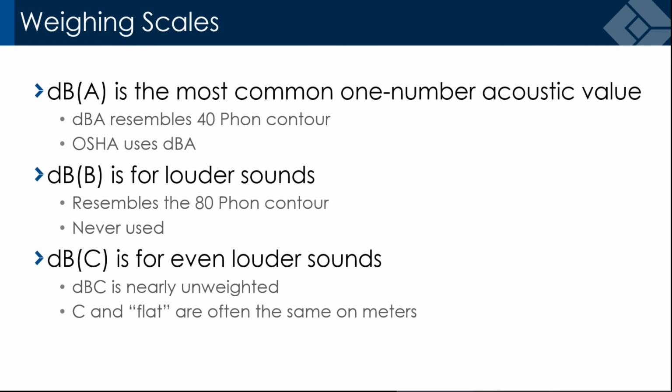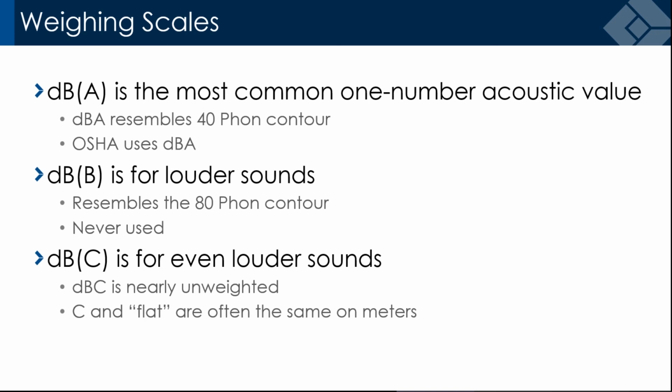Okay, so our weighting scales. dBA is by far the most common one number value. It resembles the 40 fon curve from a couple slides ago. OSHA uses dBA. I have no idea why they use dBA, because it was designed for low noise levels and OSHA is regulating high noise levels, but that's what the rule is. dBB was developed for louder sounds and resembles the 80 fon contour curve. Nobody ever uses it, so you can forget about it.